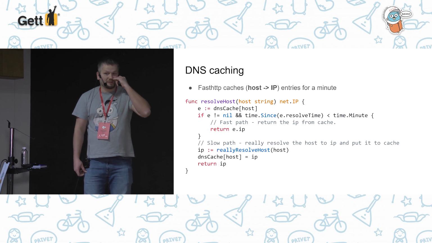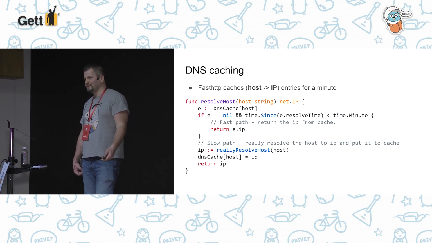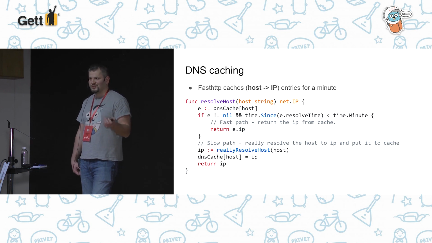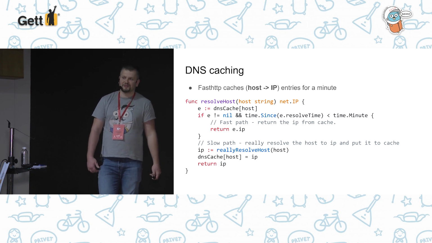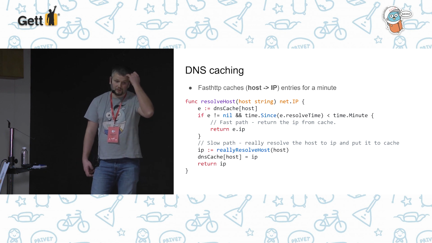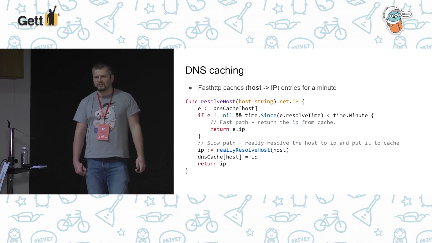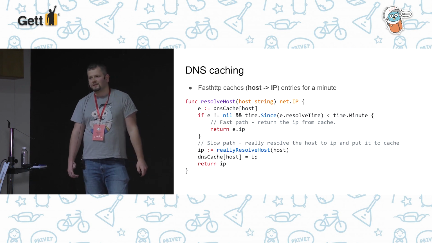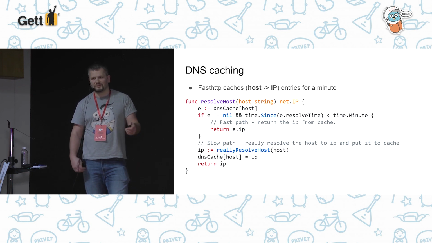Another example, DNS caching. Fasthttp has a client, not only the server. And for the client side, DNS name resolving is used, turning the host name into an IP. So fasthttp has DNS caching for this to improve the speed. Fasthttp caches this mapping between the host name and the IP address for a minute.